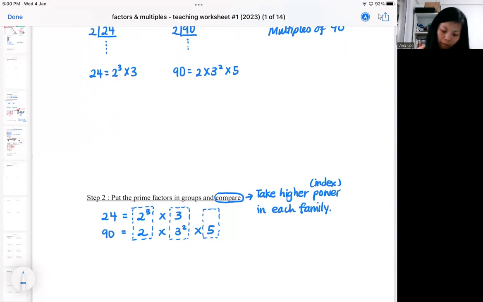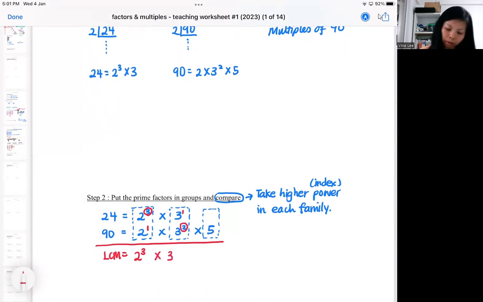Okay, so between these two, let's see. Index 3 and index 1, 3 is higher. Index 1 and index 2, 2 is higher. So there is nothing here. So apparently this is the bigger index. You take the bigger index and then you punch calculator.